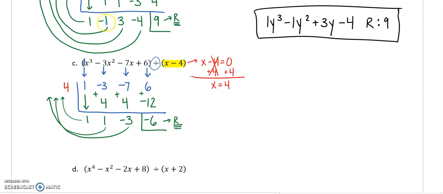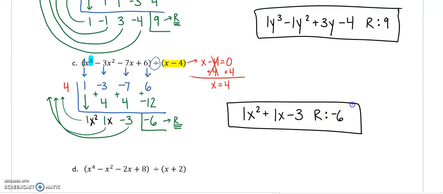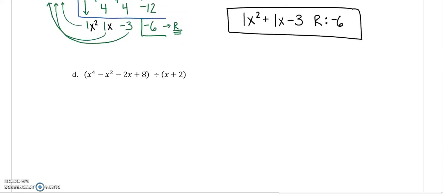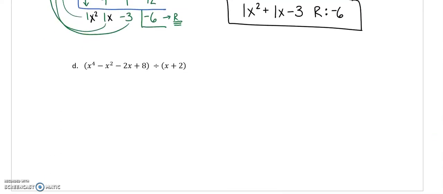Okay, so that -6, that is our remainder. I'm going to look at the leading exponent here, x to the third. I'm going to go one lower, so that'll be x squared, x, and then no variable there. So my final answer is 1x squared plus 1x minus 3 with a remainder of negative 6. Alright, one more just to really seal the deal here.